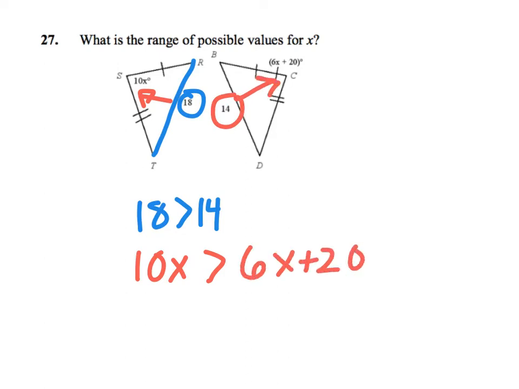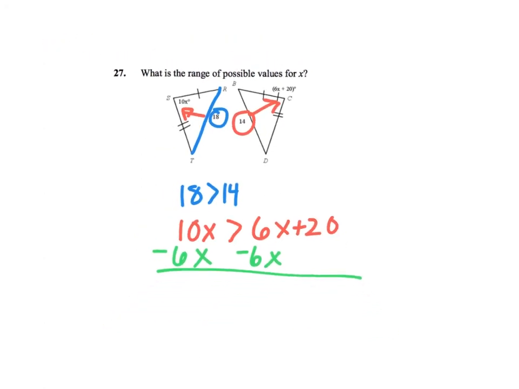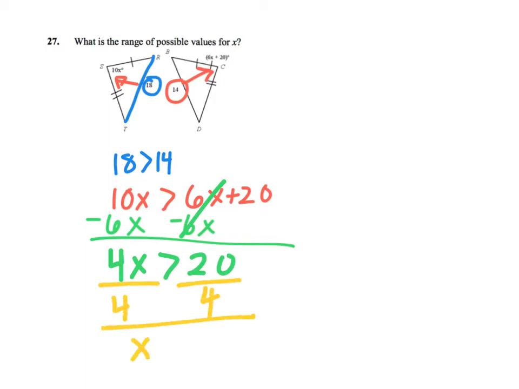Now at this point, we just need to go ahead and solve our equation for x. So I'm going to subtract 6x from both sides. When we do that, we get 4x is greater than, my 6x is canceled, 20. My last step will be to divide by 4. And we get x, our 4 is canceled, is greater than 20 divided by 4, which is 5.